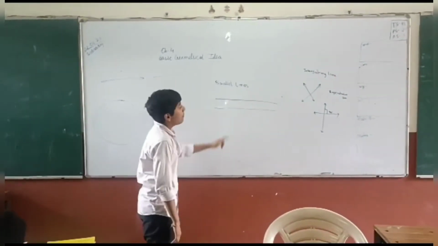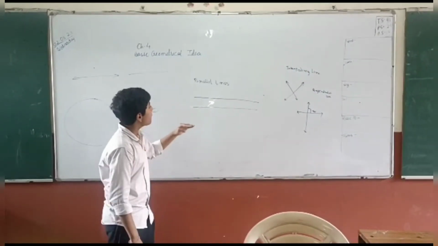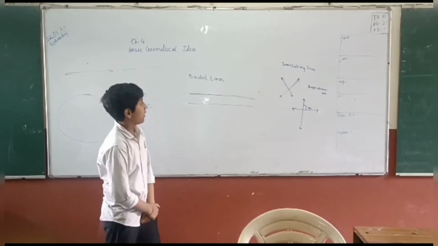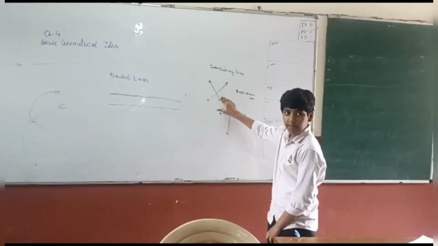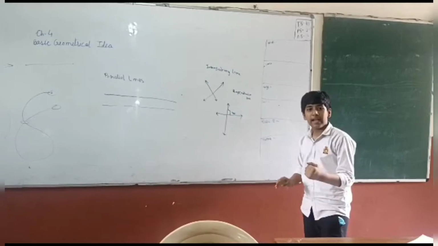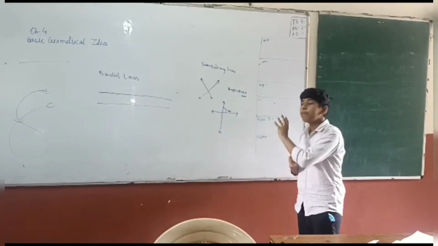First, parallel lines. The lines which lie on the same plane but cannot intersect are called parallel lines. And this is an intersecting line. The lines which intersect at the same point are called intersecting lines. And perpendicular lines. The lines which intersect and make a 90-degree angle are called perpendicular.